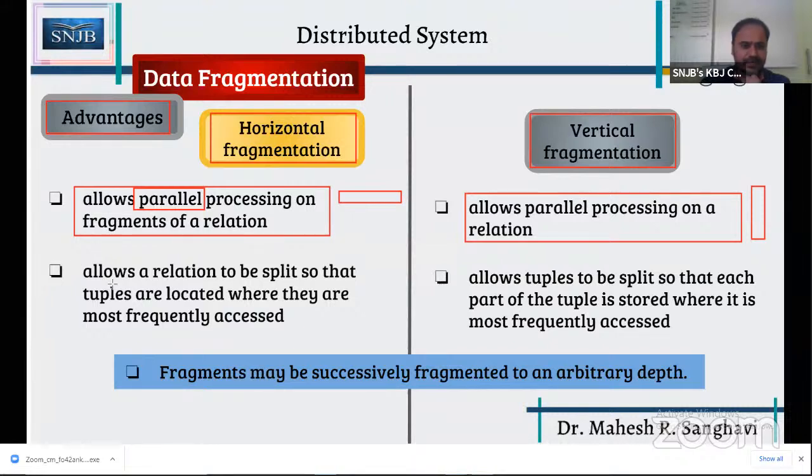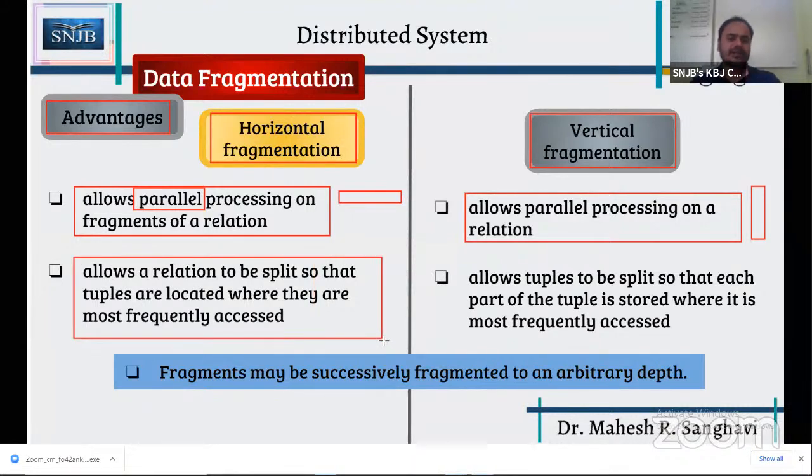The second difference is it allows a relation to be split so that the tuples are located where they are most frequently accessed. Means, for example, we are talking about a banking enterprise. Think about the bank. We have SBI, that is State Bank of India, everywhere. In almost every city, State Bank of India is available. Now if you are talking about Chandwad or your own city, you can understand that the SBI of Chandwad will have the records of Chandwad people, because the frequency of Chandwad people is more in that SBI than external people.